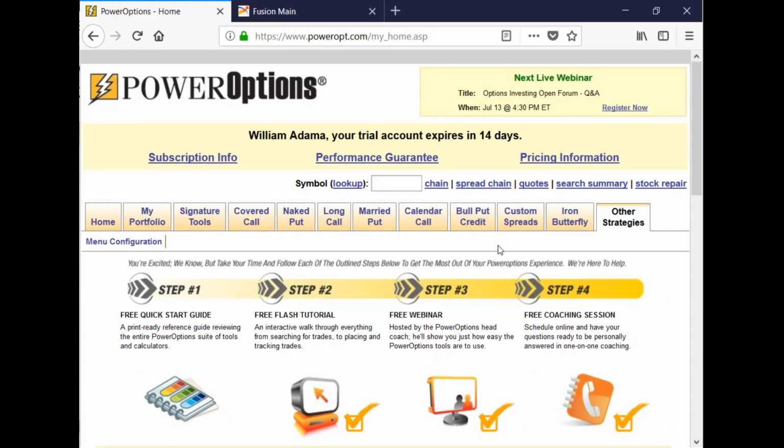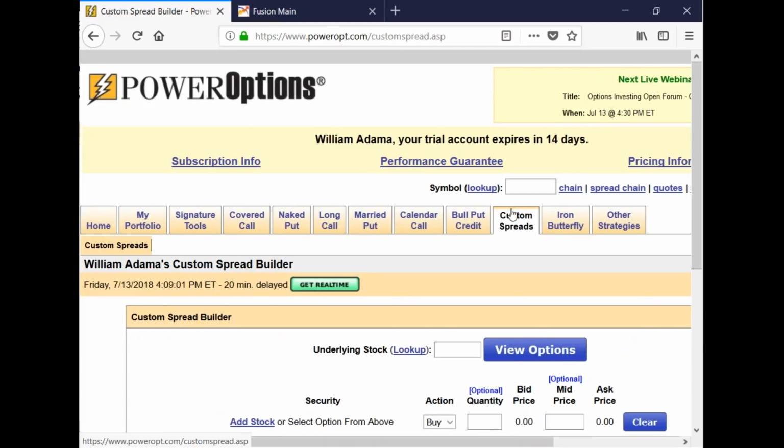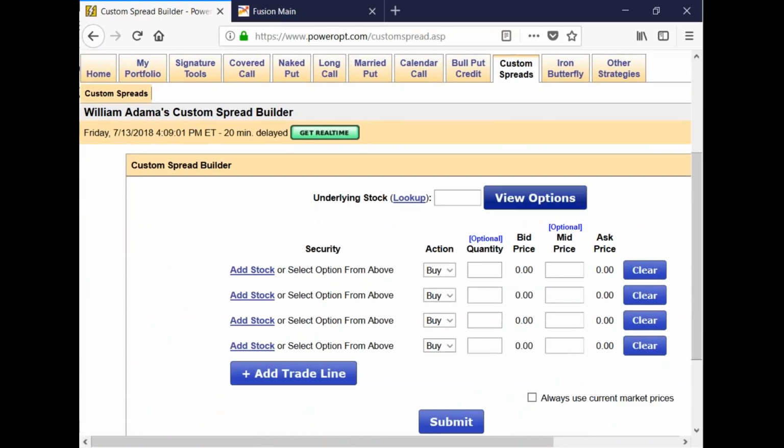Now, I'm going to go right to our custom spread tool, which just allows us to build positions on the fly to see the risk graph, analyze what-if scenarios and more. And this is for Khokon, who sent me an email earlier related to a position he has on AXP.